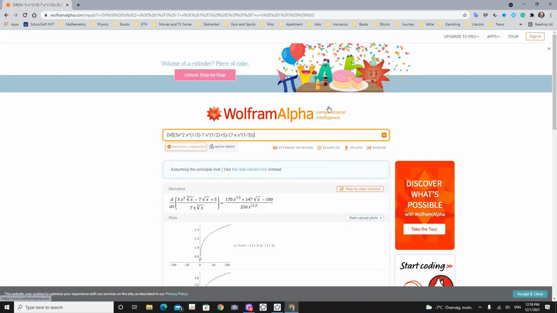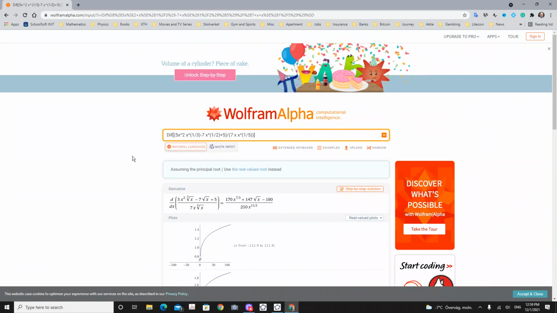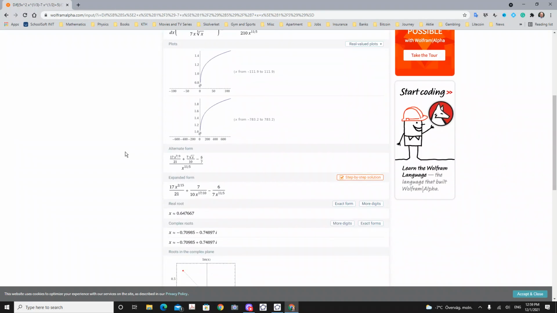Let me see if there is another alternative. Yes, this is another alternative. So this is really very clever and smart. It is probably thinking that you need this version of the solution. So the first version provided was this one. That is quite correct, but we cannot immediately compare it with Benjamin's solution here. But if you scroll down a little bit, you see that this is offering two other versions: alternate form, expanded form. Which one do you prefer? We prefer this one. And now we can compare it with Benjamin's solution. Yes, 17 over 21, correct. X to the power of 2 over 15, correct.